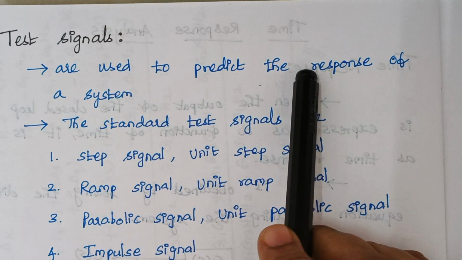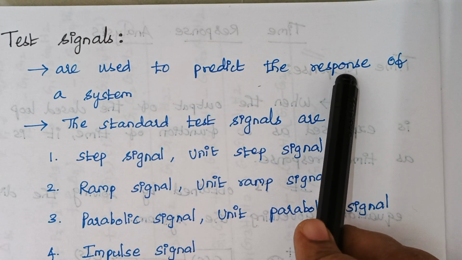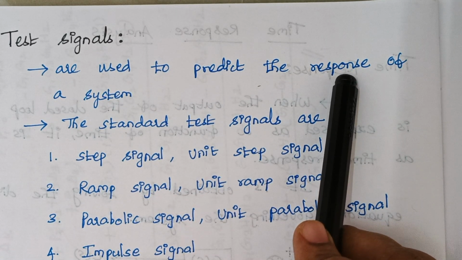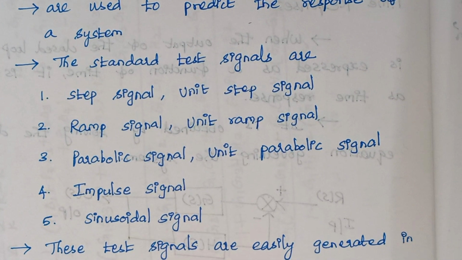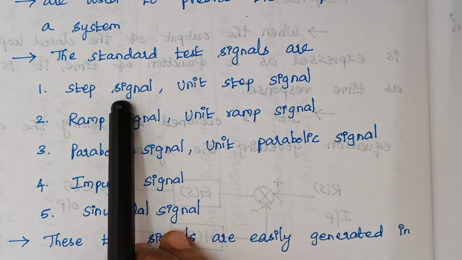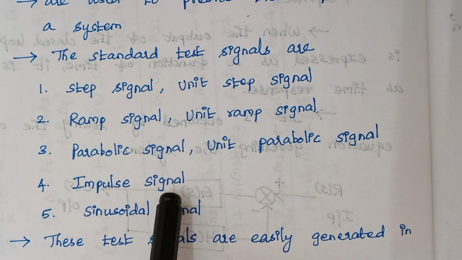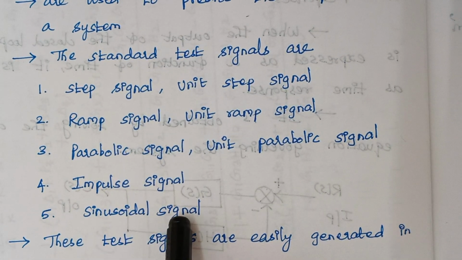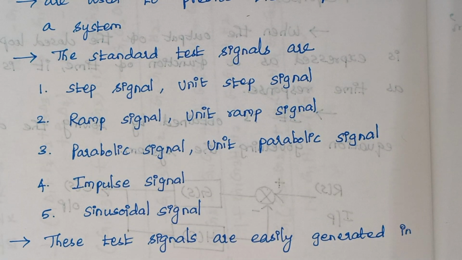So what is meant by response? Response is nothing but output. Whenever we give some signal, we check what the output of the particular system is. There are various types of standard signals, totally 5 types: step signal, ramp signal, parabolic signal, impulse signal and sinusoidal signal. So totally we have 5 types of test signals.